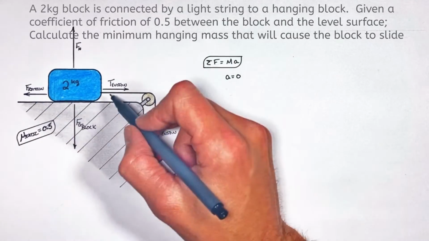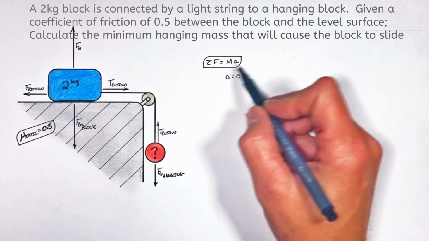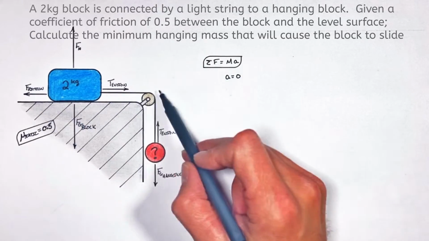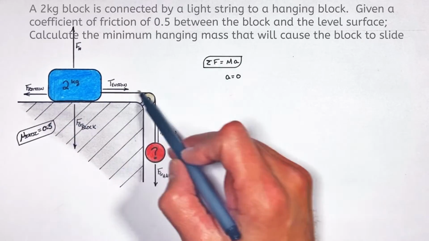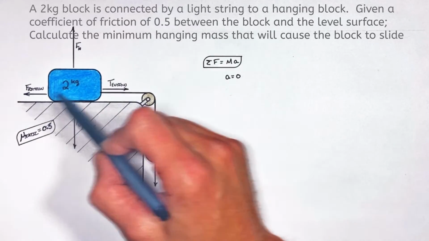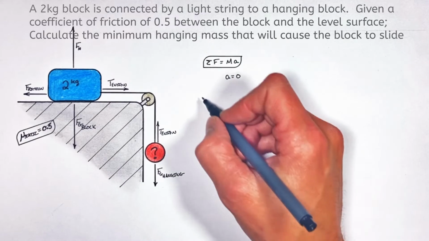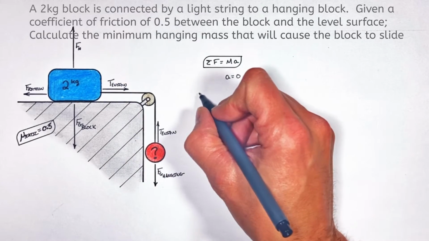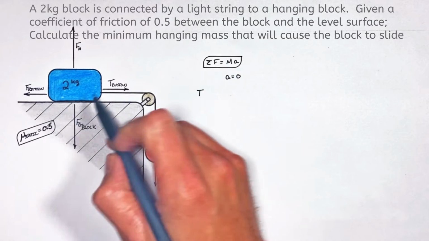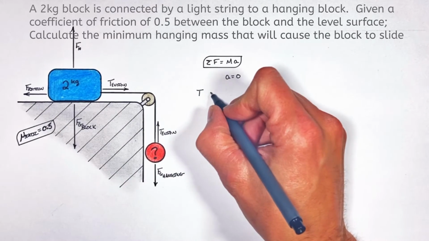So starting with this block up here, I want to apply the second law in the plane of motion of the block. Or really, I just want to look at the forces which are acting in the direction that the block could move, in this case horizontally. So in one direction we're going to have the tension. And in the other direction we're going to have friction.